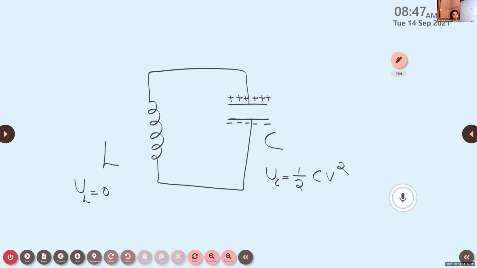When the capacitor attains a maximum charge, we remove the battery. Then the capacitor starts to discharge. As a result, the positive charge from the capacitor starts to move from the capacitor to the inductor. So in the second stage, what happens? Whenever we remove the battery, the capacitor starts to discharge. As a result, the positive charges move to the inductor, that is, they start to flow to the inductor.